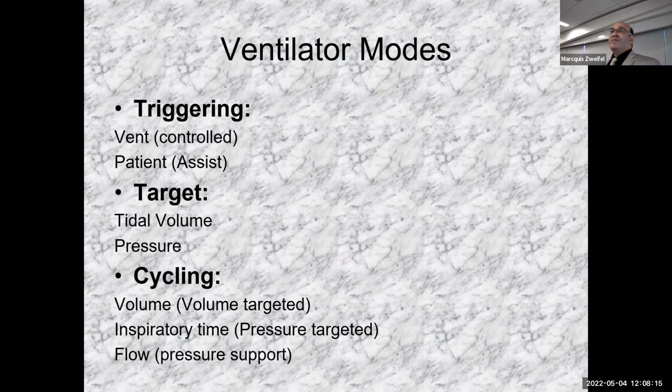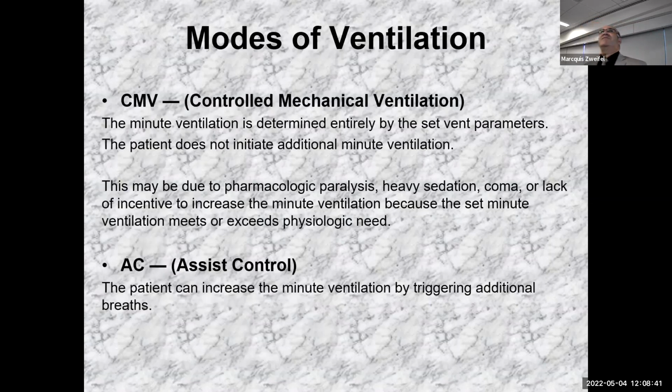So what we mean by cycling, what ends the inspiration, can be the volume in volume targeted, set inspiratory time in pressure targeted, and a decrease of the expiratory flow to a certain percent of the maximum flow, which will end the inspiration and start the expiration. Any question up to now? You got it? Also, we are building on each slide. We'll build the next slide.